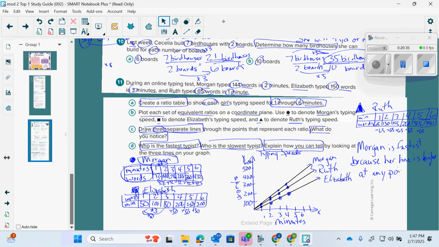The second question, slowest. Slowest because her line is lowest at any point.